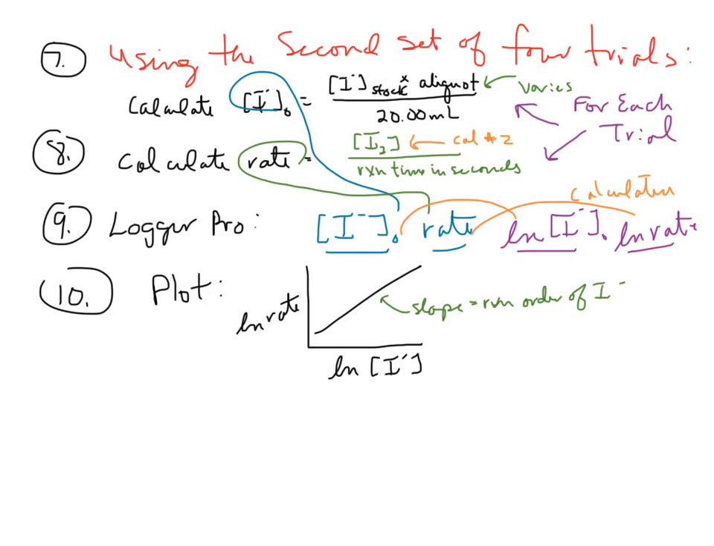Number 9, again, Logger Pro, you're going to have 4 columns. The first 2 columns are your data. The last 2 columns are, did I switch from natural log to log base 10? Oh, that's okay. I'll go ahead and tell you what I mean to say. You could do natural log, but we're going with log base 10. Sorry about that. You'll have 4 points on there, hopefully get a nice straight line. The slope of that is going to be the reaction order of your I-.